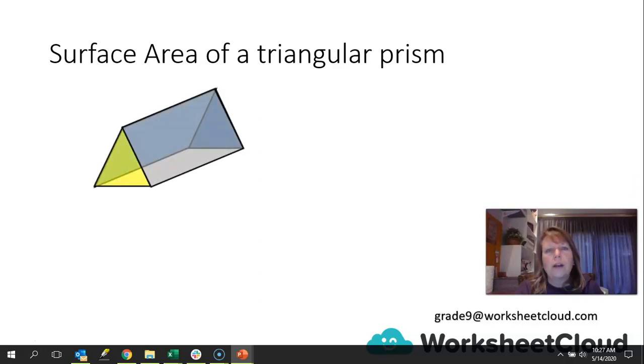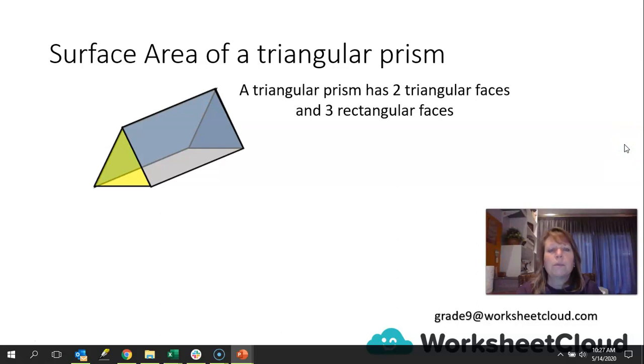Okay, so there is our prism. As you can see, it's made up of bases, which are the end parts there and there on the other side, being triangles, and those triangles will always be the same size or the same measurements. And then it is made up of three rectangles. That's the one there, there's the one on the bottom and the one on the other side.